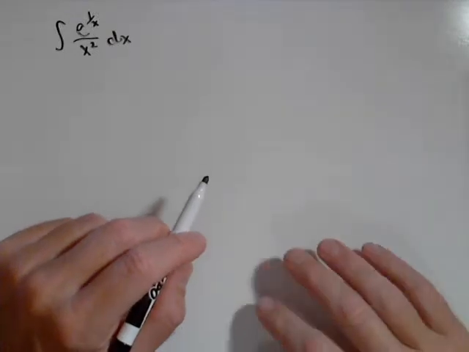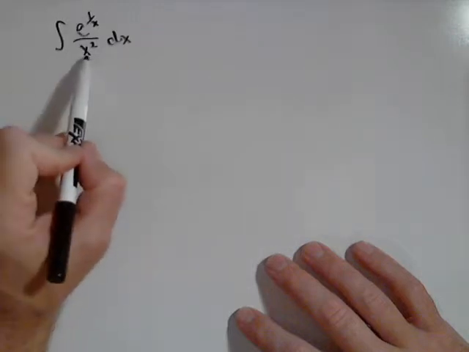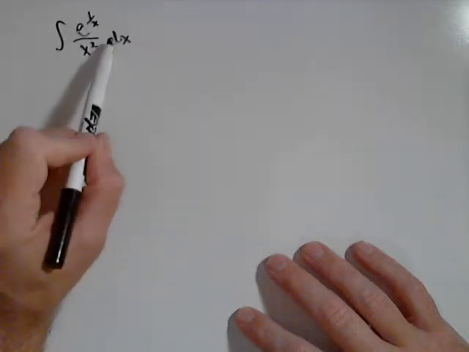So in this video we're going to do a little more antiderivative practice. Some may involve u sub, some may not. So here's my first one, the integral of e to the 1 over x squared dx.